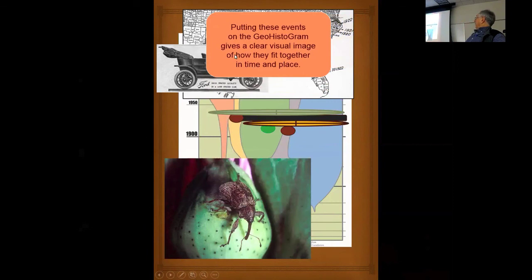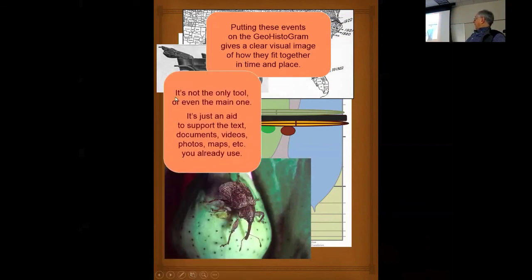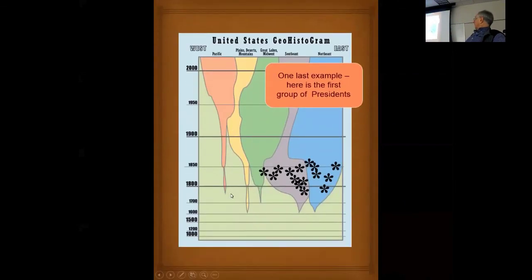In the meantime, what we're trying to do just simply is to build a visual image of what happens later, higher, or west of, or east of something else, and how they might be related. So I don't think it's the only tool. I don't think it's even the main tool. It's just a really useful tool to keep stories making sense.